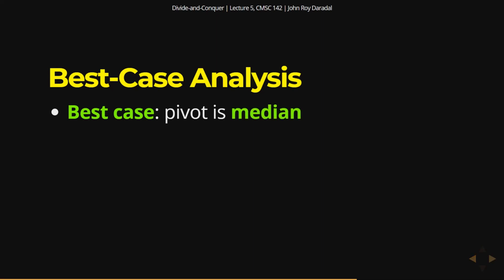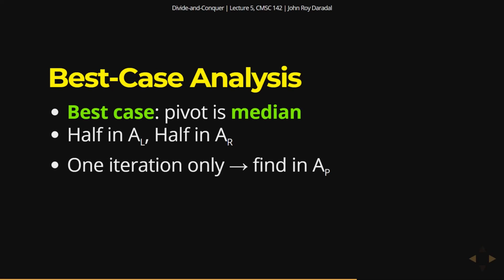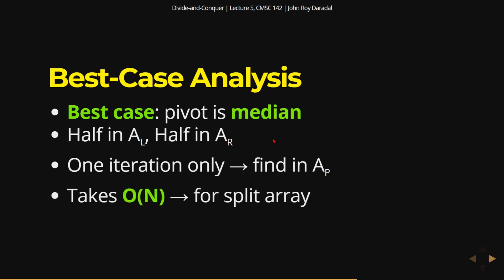The best case is if the pivot is the median itself, because that would give us a 50-50 split, half in A sub l, half in A sub r. And that would give you one iteration only, because you can find it immediately in A sub p, which is the pivot itself, because the pivot is the median, which is what we're looking for, right? So that would take O of n for the split array, which is already done before even doing the selection. So the total running time is O of n just for the split array. That's if the pivot that we chose was the median.